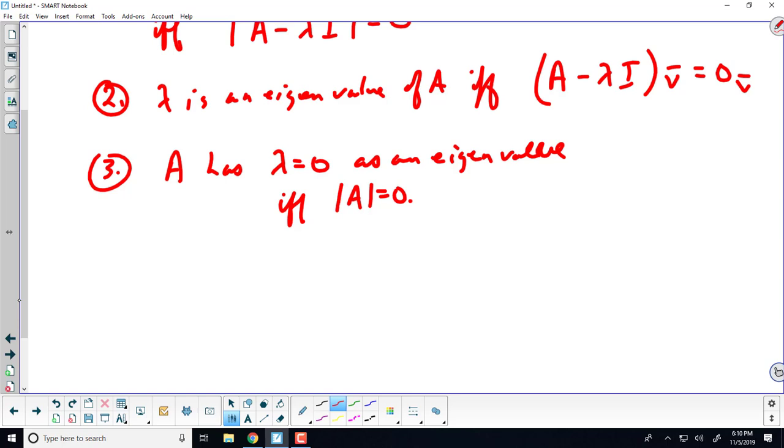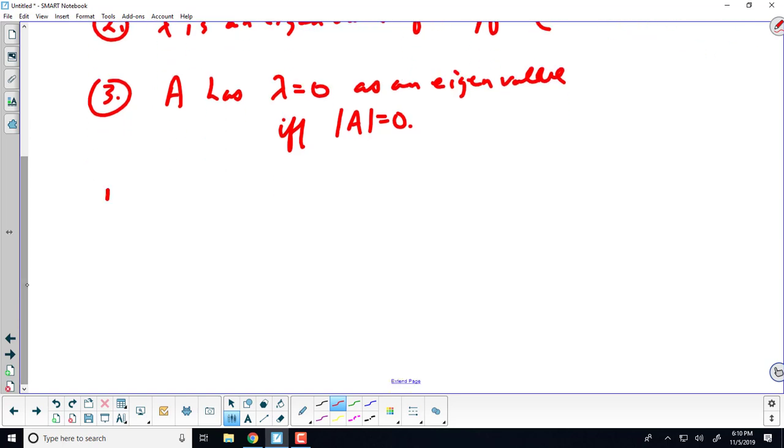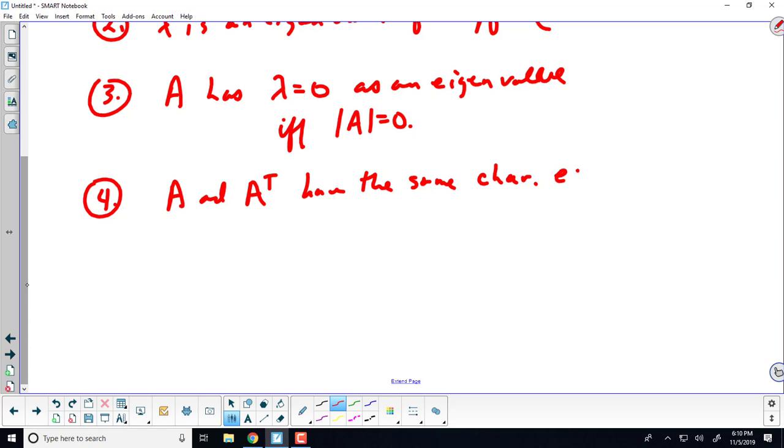I've got a few more. A and A transpose have the same characteristic equation. If they have the same characteristic equation, then they're going to have the same roots of the characteristic equation, so they're going to have the same eigenvalues. So A and its transpose have the same eigenvalues.